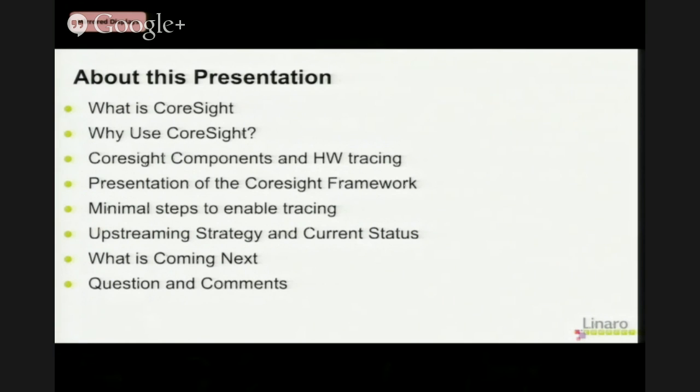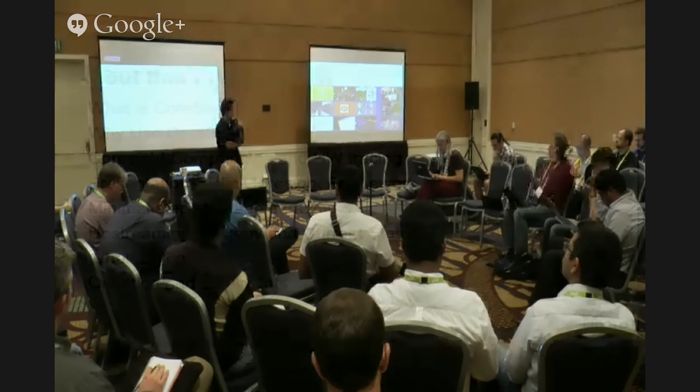So we'll present the Coresight framework, the infrastructure that Linaro is trying to upstream right now in order to represent, aggregate, and configure Coresight components in the system. Once we have that, we'll demonstrate the steps that are required to have a minimal set of traces on the platform, any platform, using the basic components. We'll also look at our upstreaming strategy, and if we have time, we'll see what's coming in the next session, and we'll take comments and questions. I'm well aware that we are running behind, so I'll try to go through this as quickly as possible so that we keep up with the schedule.